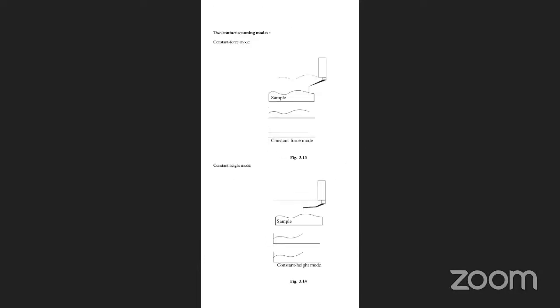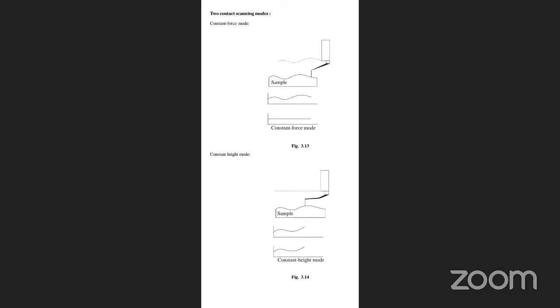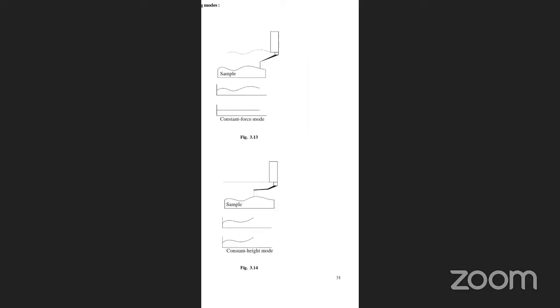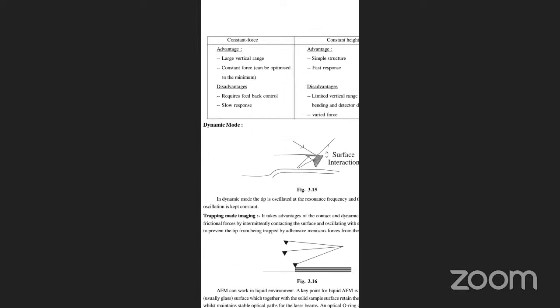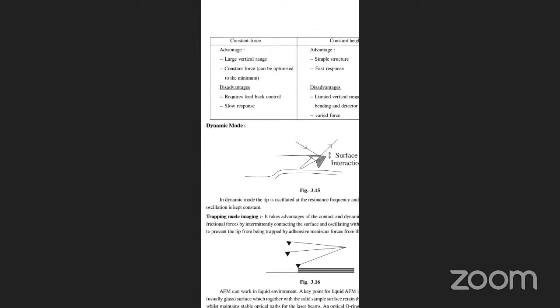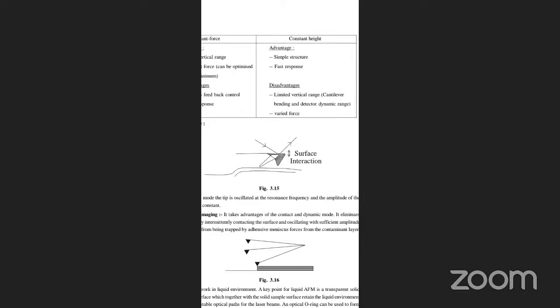Two contact scanning modes: constant force mode and constant height mode. Constant force advantages: large vertical range, and the force can be optimized to the minimum. Constant height advantages: simple structure, fast response. Disadvantages: requires feedback control, slow response time. Disadvantages: limited vertical range, cantilever bending and detector dynamic range.